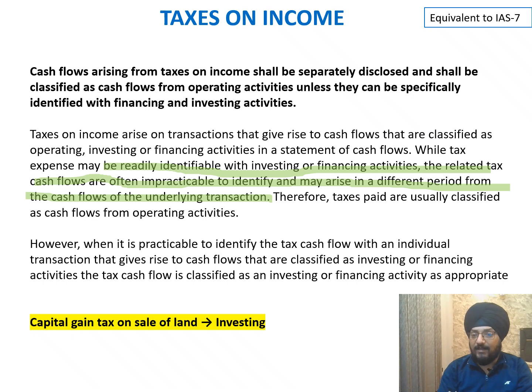But in case it is easily identifiable as a part of my investing activity, then it has to be shown specifically for that activity. For example, capital gain tax on the sale of land can be shown as an investing activity because it can be easily identified and specifically shown that this is a tax based on the capital gain. And capital gain normally arises when we are disposing of long-term assets. So it can be shown as capital gain on the sale of the land, and the tax outflow will be shown under investing.